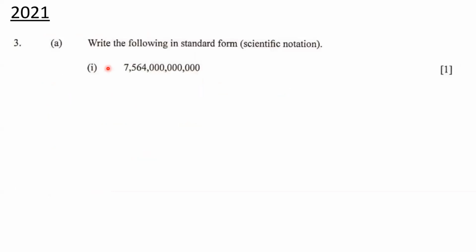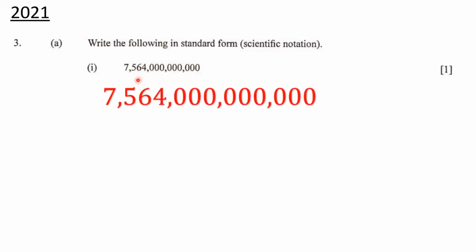The next question says, write the following in standard form or scientific notation. Here we have 7,564,000,000,000, and we have to convert it into scientific notation. We're going to start off with our decimal point here, and we're going to move it over all the way in between the 7 and the 5. Let's count how many times that we move it over.